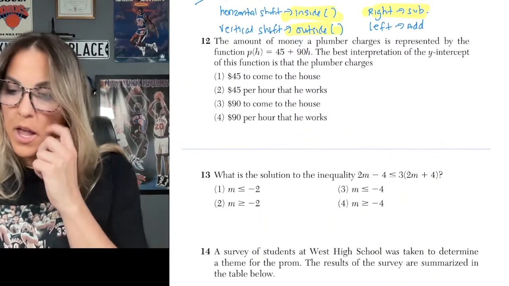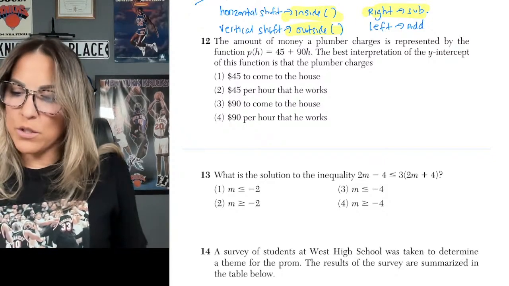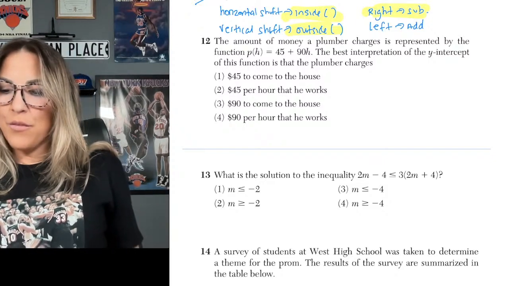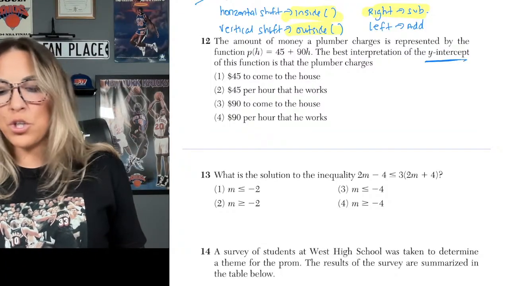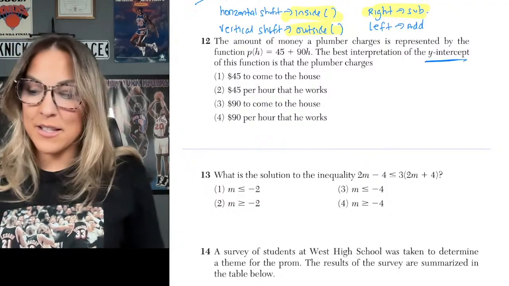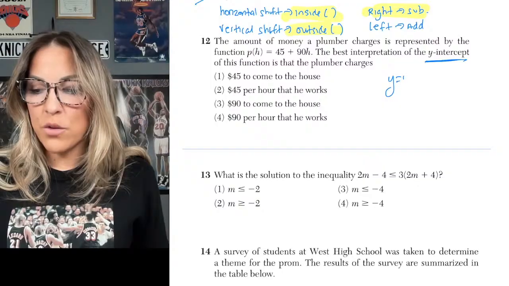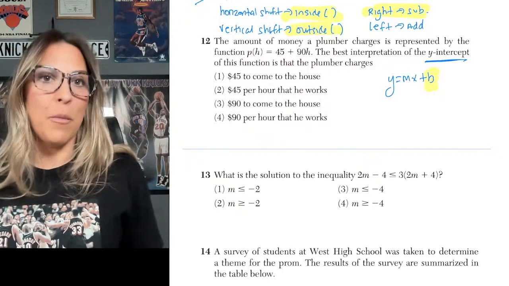Number 12. The amount of money a plumber charges is represented by the function P of H equals 45 plus 90H. The best interpretation of the y-intercept of this function is that the plumber charges what? Well, let's first figure out what the y-intercept is. So in a linear equation written as y equals mx plus b, the y-intercept is the b value.